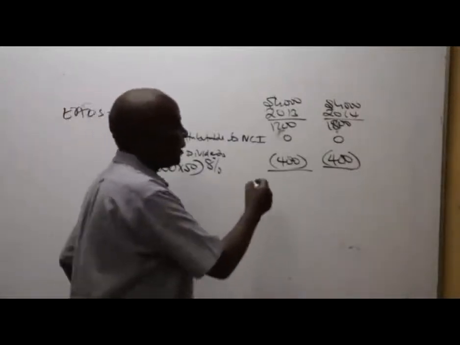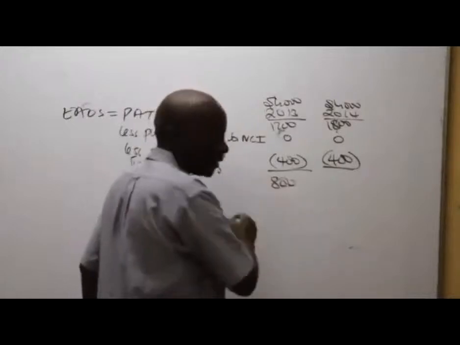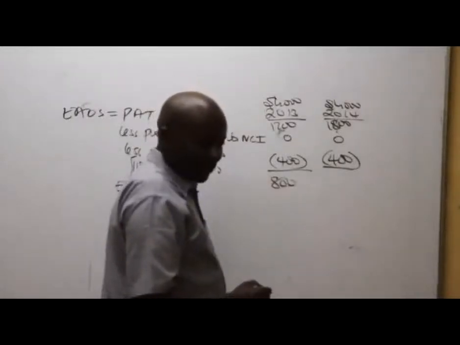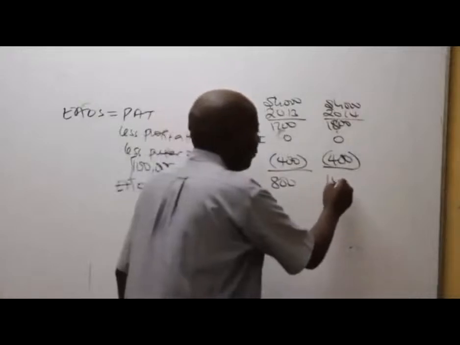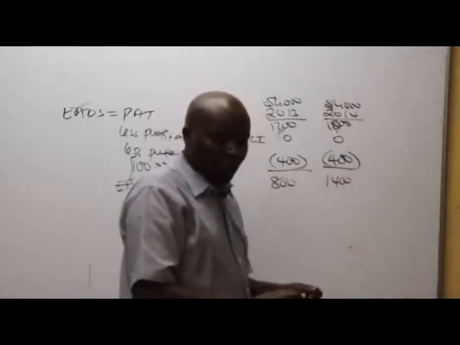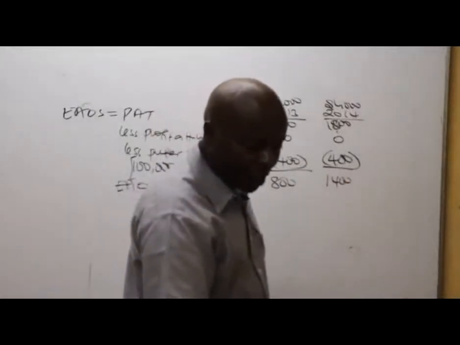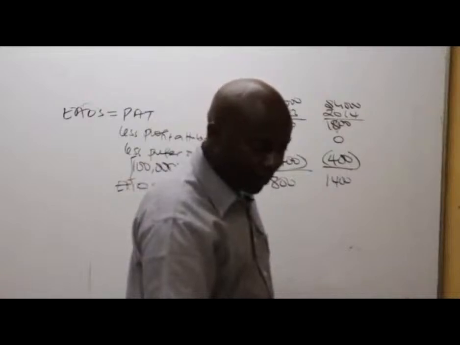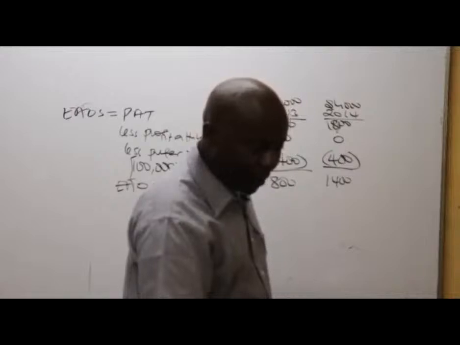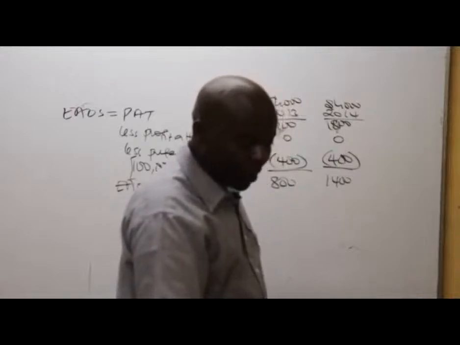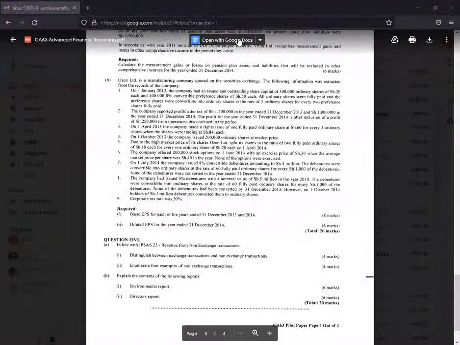So this one I'm pretty much aware that it's 800, right? And 1400. I can see good questions here. How about irredeemable? Not convertible. So maybe if you could read.